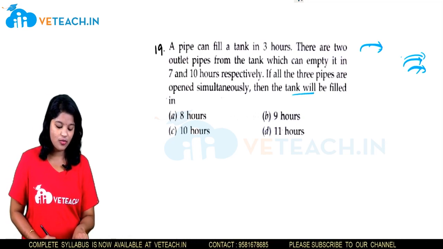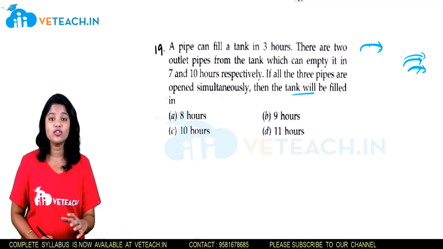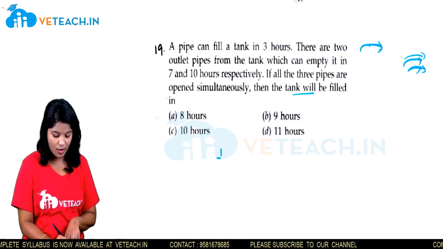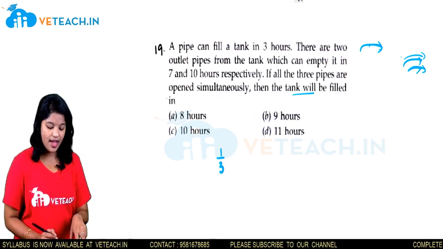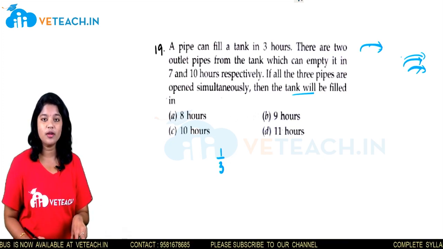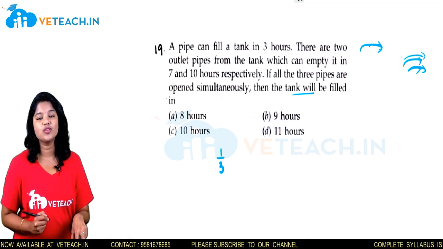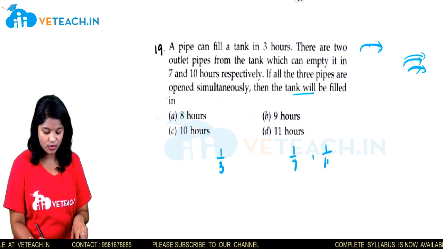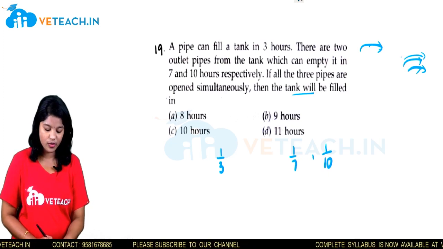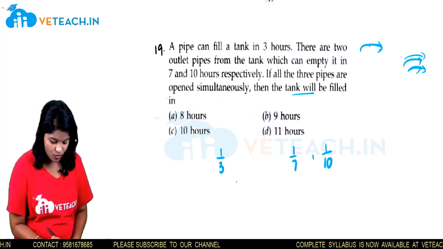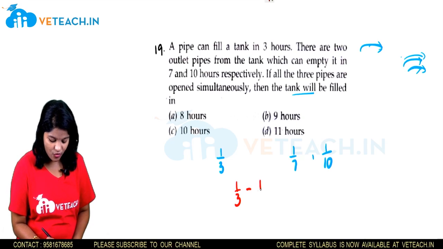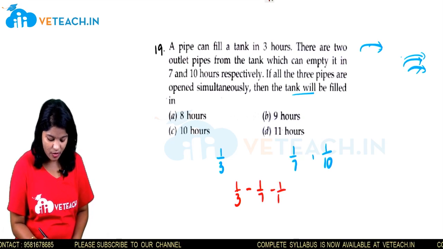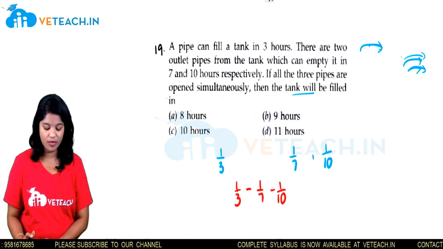So first, the work done by the pipe which is used to fill is 1/3 in 1 hour, and the work done by the outlet pipes, that is the pipes which are used to empty the tank, is 1/7 and 1/10 of the work per hour respectively. That means here 1/3 is filling, while 1/7 and 1/10 of the work should be eliminated from that.